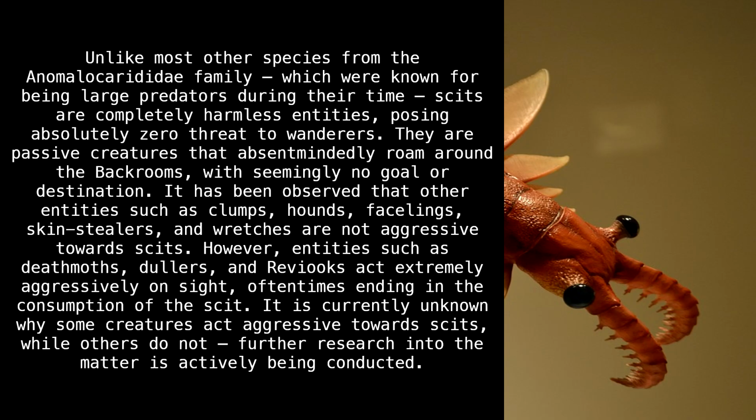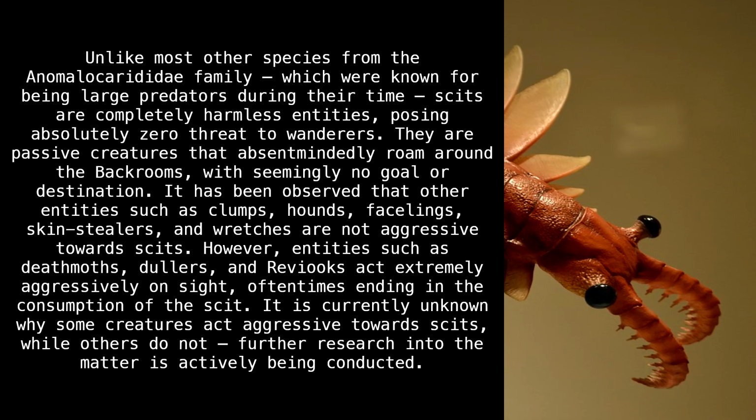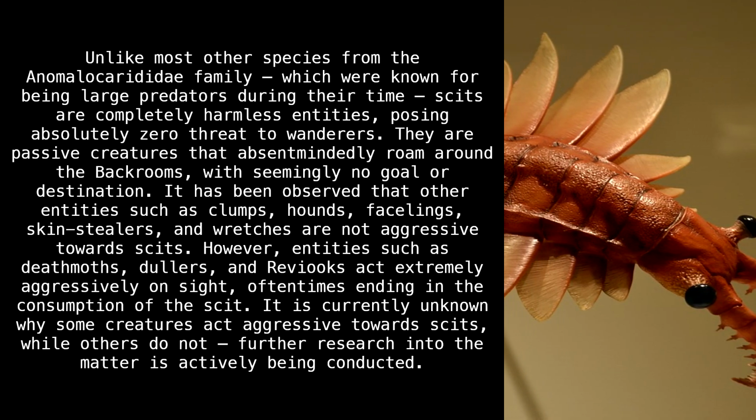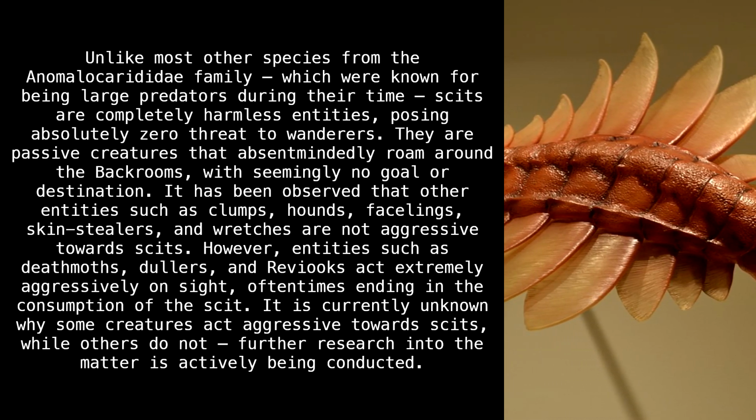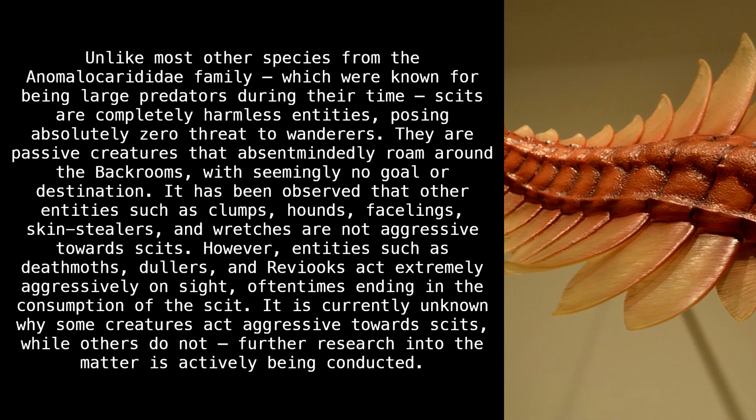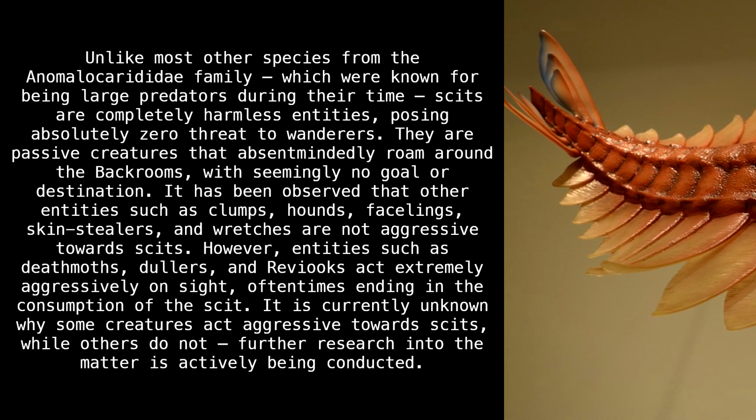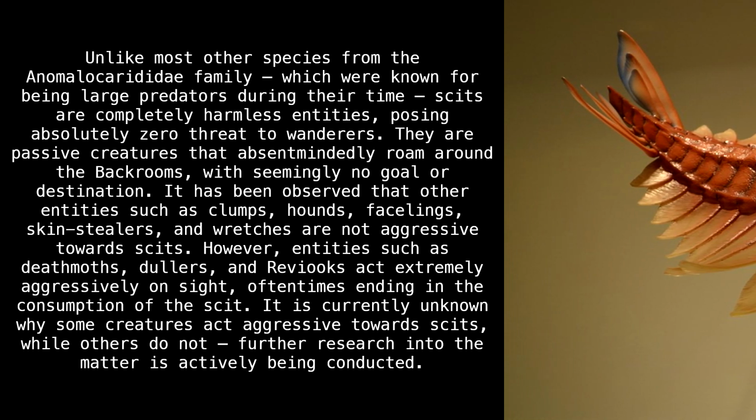It has been observed that other entities such as clumps, hounds, facelings, skin stealers, and wretches are not aggressive towards Scits. However, entities such as death moths, dullars, and revuks act extremely aggressively on sight, oftentimes ending in the consumption of the scit. It is currently unknown why some creatures act aggressive towards Scits, while others do not. Further research into the matter is actively being conducted.